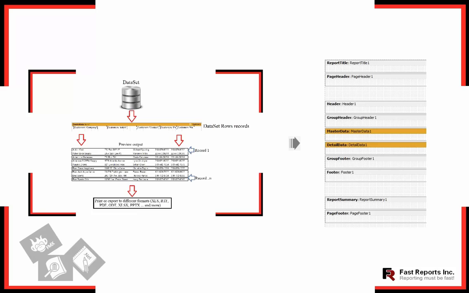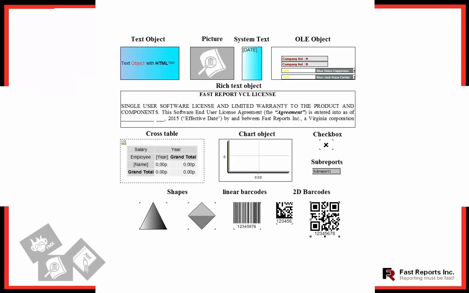Now let's have a look at the report objects which we can use inside the report. Text object prints text. We can use some HTML text inside it and can change its fonts and frame styles. Picture object prints an image. System text is almost the same as text object but has a built-in editor to make expressions and aggregate functions. OLE object is an OLE container. On the screenshot it contains a PDF file. Rich object allows us to load an RTF file.